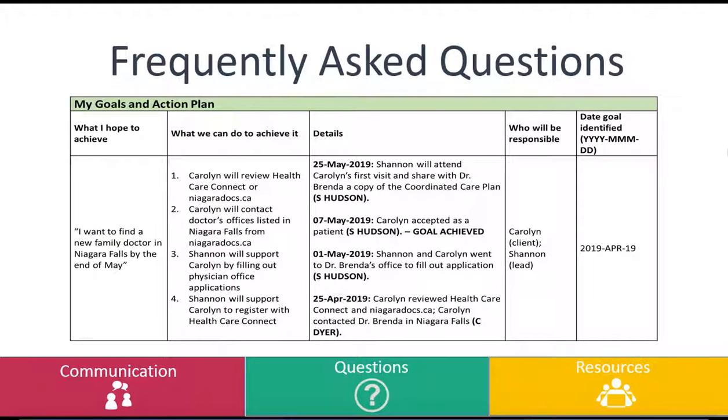So when we look at this chart here, this is a section from the Coordinated Care Plan, the My Goals and Action Plan. In the left-hand column here, you can see what I hope to achieve. The client here is Carolyn and the Integrated Care Lead is Shannon. So Carolyn is saying, I want to find a new family doctor in Niagara Falls by the end of May. So what can we do to achieve it?